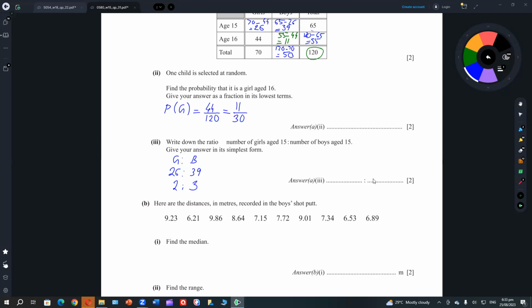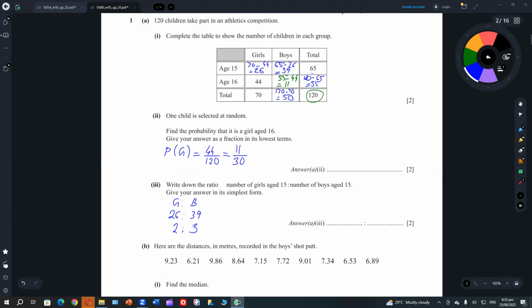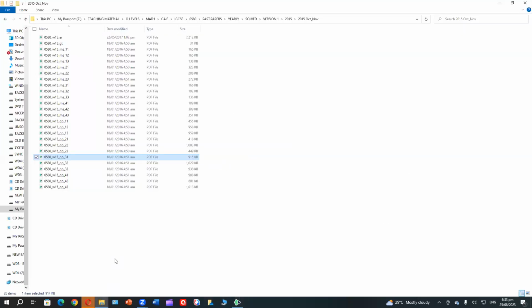Okay, now can you look for another question? Another question is adjacent to it. After this one, there's another 2015 one. It's October, November 2015, paper 33, and question 6, part A. Okay, 33.